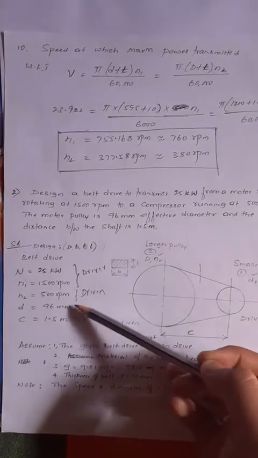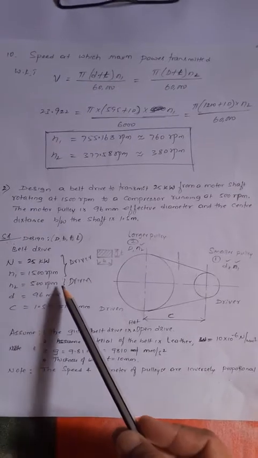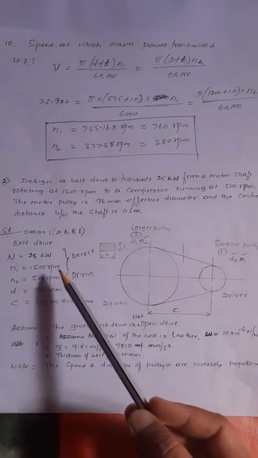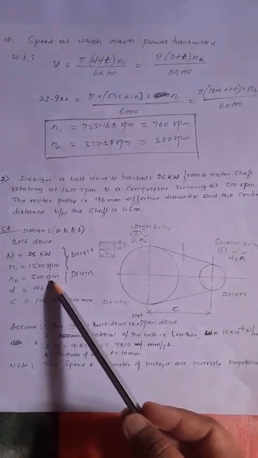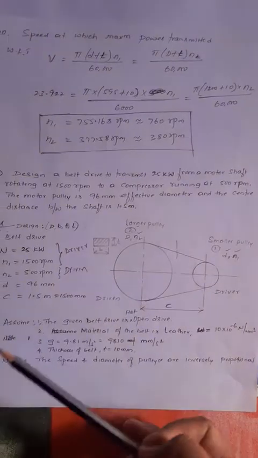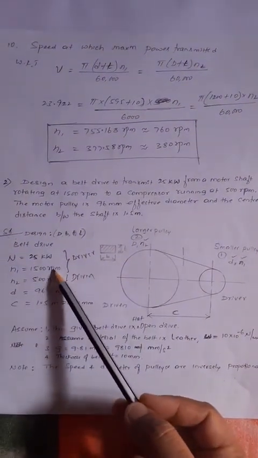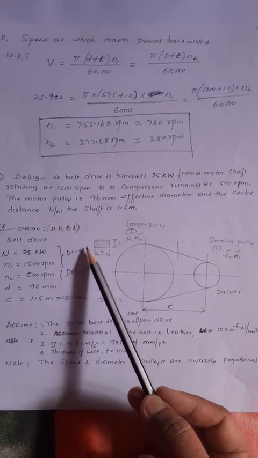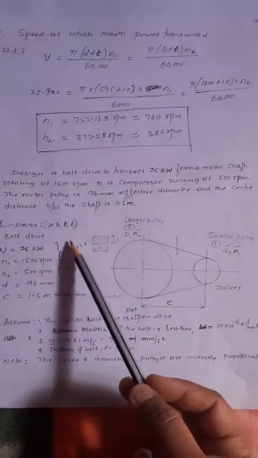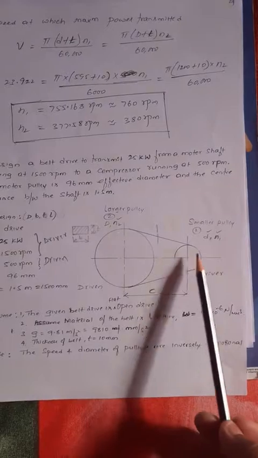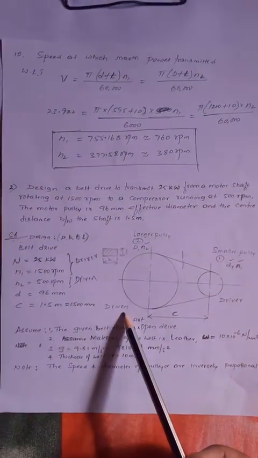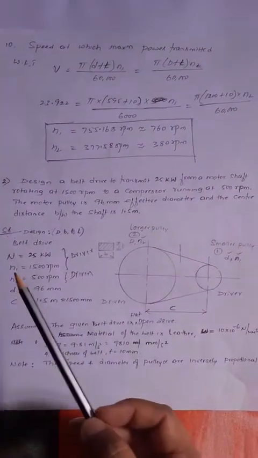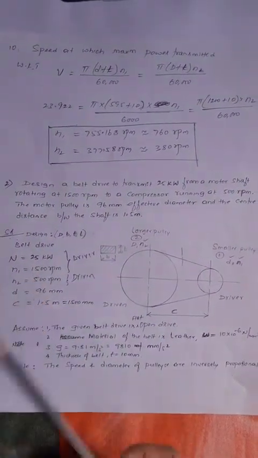C is given, the motor diameter is given. Now we should remember the speed and diameters are inversely proportional. If the speed is more, diameter is less. If speed is less, diameter is more. Now tell me which one is driver and which one is driven. Compare these two speeds. The speed is more here, right? On the driver side the speed is more, which means the diameter of the pulley is less. So the smaller pulley is the driver and the larger pulley is the driven. Then write the notations, which one is N1, N2 and D.